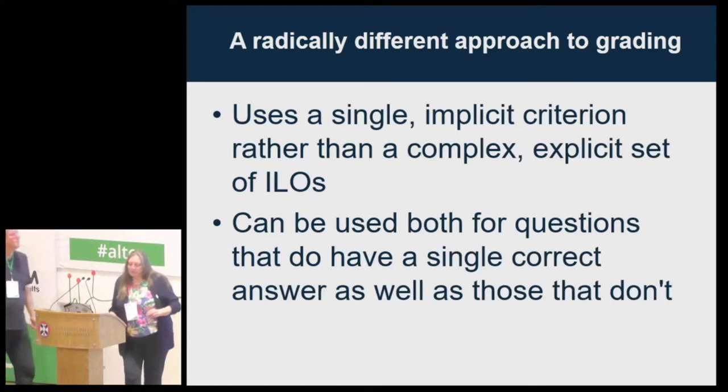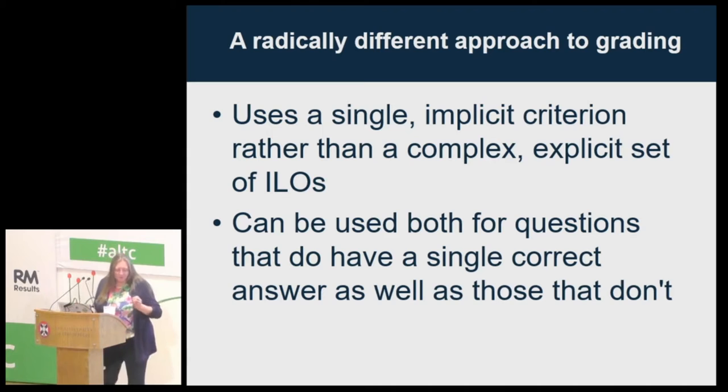Okay. So, what it also does is it allows you to judge using a single implicit criterion. Again, what's better or what's worse, rather than trying to use complex, explicit sets of ILOs. It's much easier. And I always used to think it could just be used for questions that had subjective, different answers. But actually you can use it for questions that have a single correct answer as well. All of this is stage scene setting. It will become a lot clearer once Neil starts talking, I hope.